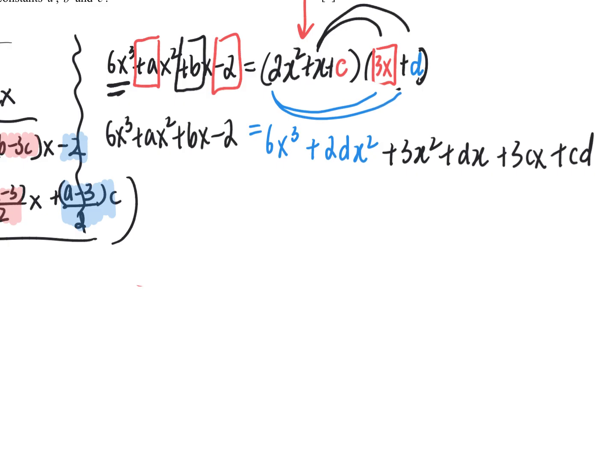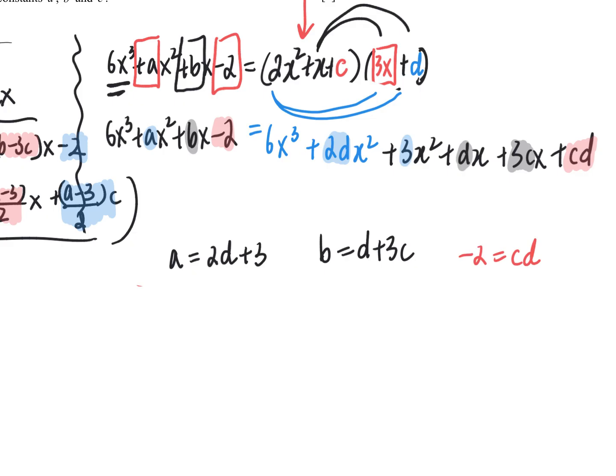Stop complaining. Okay, so A, you compare with this one: 2D plus 3. Okay, and then B, you compare it with D and 3C. Then the very last one is this one. You compare with this. Okay, then you do a comparison one by one. So A is 2D plus 3. Okay, and then B is D plus 3C. And then the last one is minus 2 is CD.